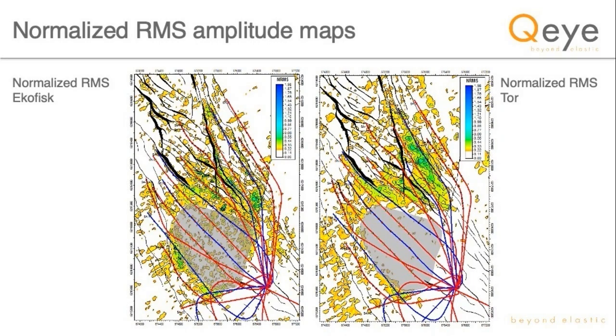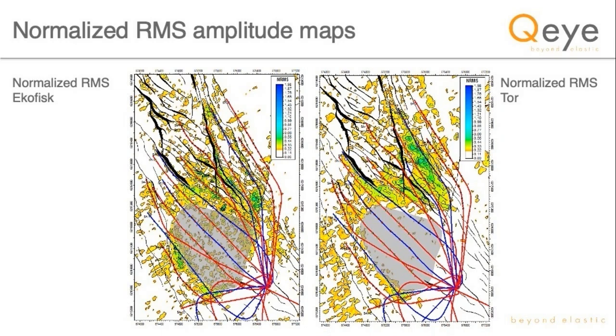Then running this on a full volume, we can now look at the normalized RMS amplitude maps. So on the left-hand side, you have it for the Ecofisk formation, and on the right-hand side on the TOR formation. They're on top of each other. You see the central part of the platform is down in the lower right-hand corner of both plots, and the red lines, the red well trajectories, are the production wells, and the blue ones are the injection wells.